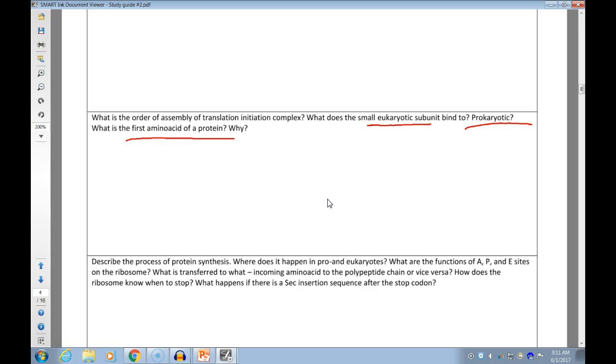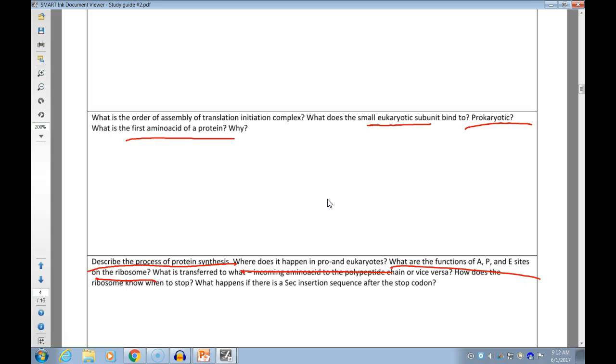Describe the process of protein synthesis. Remember that little play that we've done? If you can recollect it, that's it. So A site, P site, E site: what are the functions? Where does tRNA go? The incoming tRNA goes into the A site. The growing polypeptide chain is in the P site.